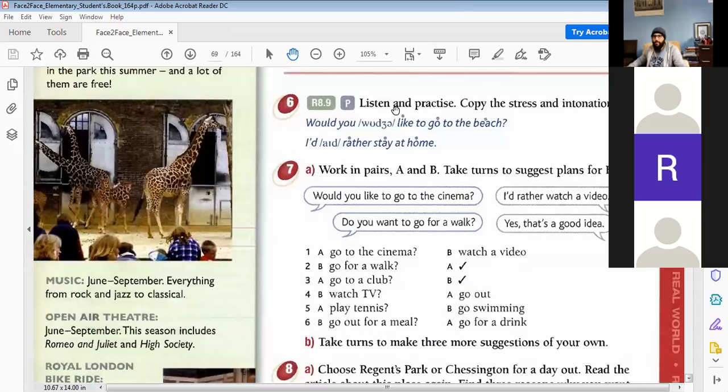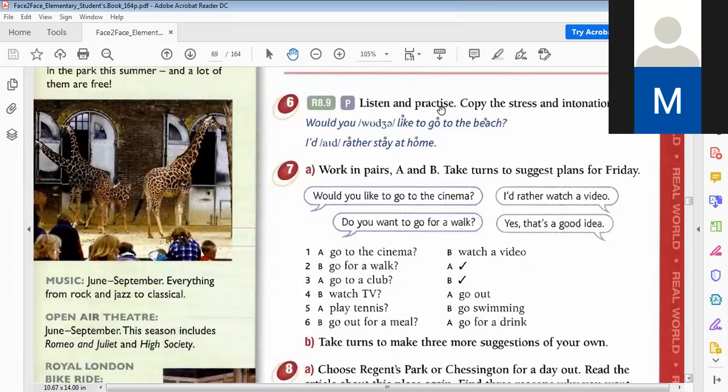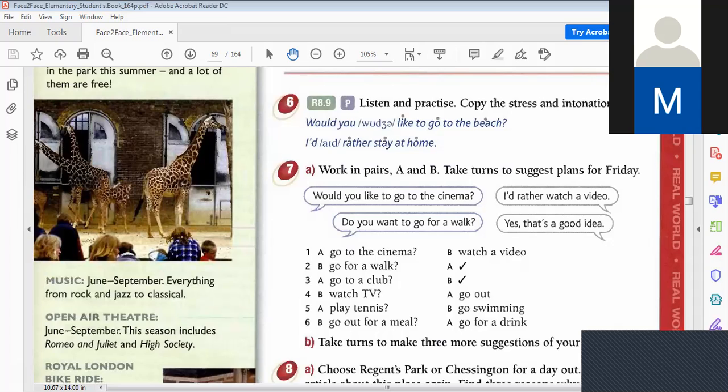So I want you just to listen and repeat, okay? So we want to listen and practice. So let's do this. Let's listen and practice. Recording 8.9.